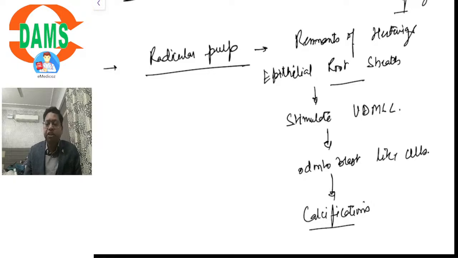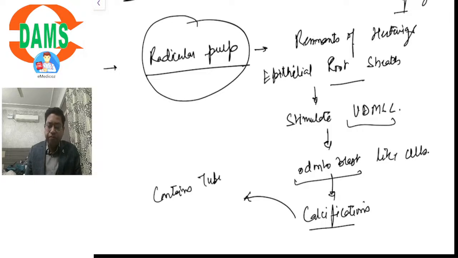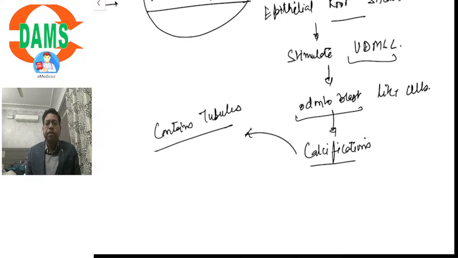So another type of calcification that is more prevalent in the radicular pulp is derived from odontoblast-like cells derived from the undifferentiated mesenchymal stem cells. Okay. What is the characteristic of these calcifications? They contain tubules because they form dentine-like tissue, so they would consist of tubules microscopically.